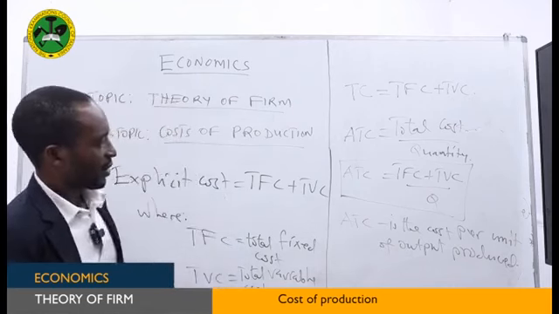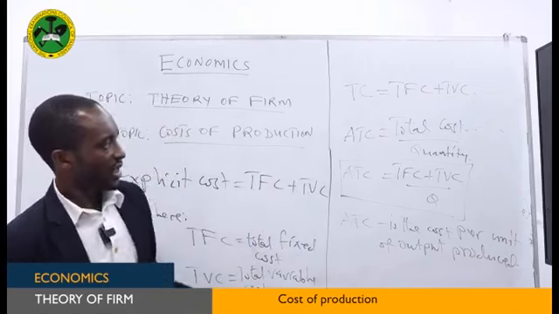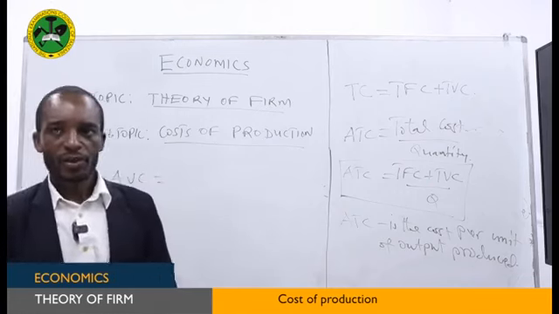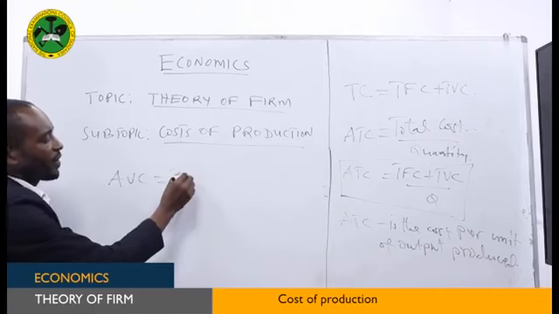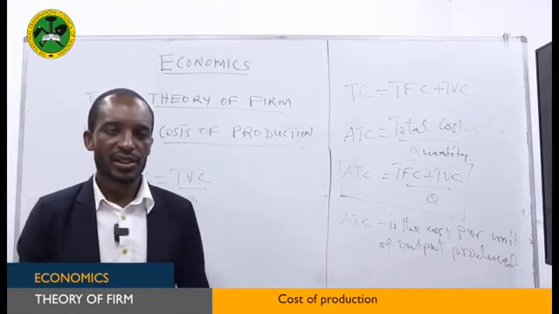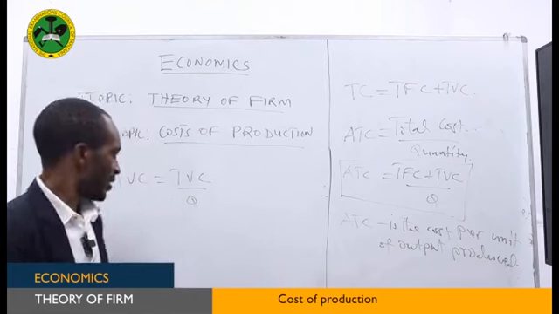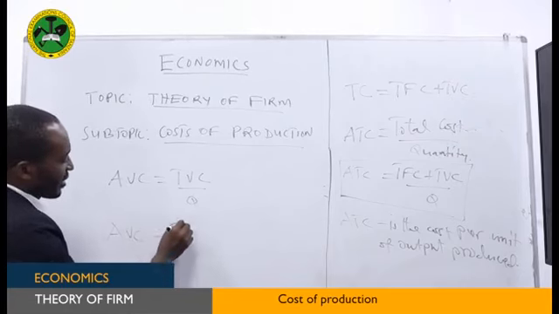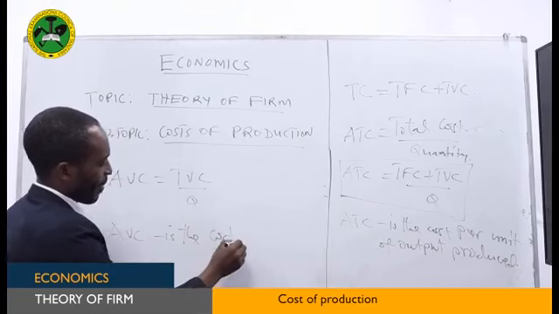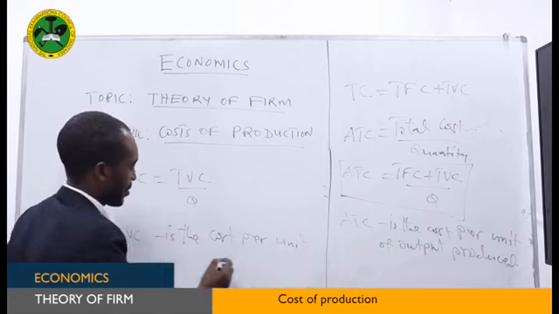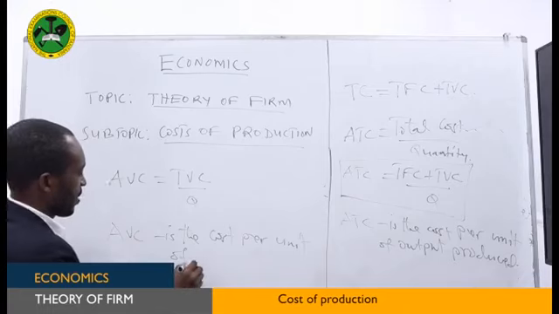Another concept we need to discuss is average variable cost. So average variable cost is obtained by taking the total variable cost divided by Q. So you take the total variable cost, you divide by the quantity which is produced. So we can say average variable cost is the cost per unit of, let's say, labor.